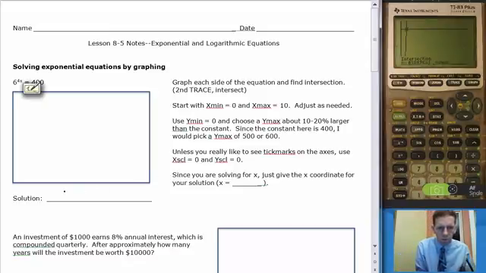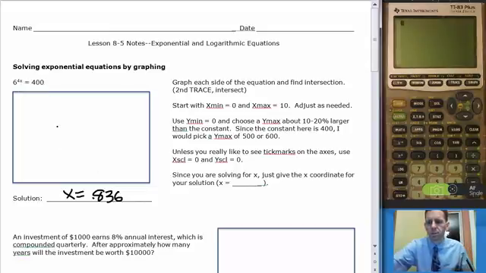So under solution, I'm going to write down x equals 0.83, we'll round this to 0.836. So on my calculator, I'm going to take 6 to the 4 times 0.836 power, and we should get something pretty close to 400, which we do.